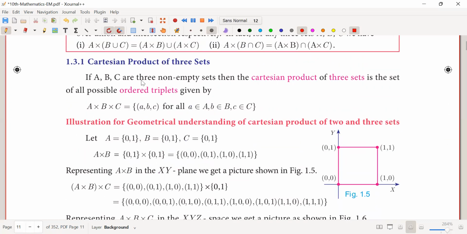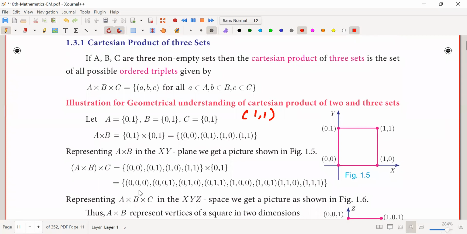Okay. What is Cartesian product of three sets? Oh, ordered pair, we got 1, 2. What about three sets? See here, 0, 0, 0. What is the 0, 0, 0? Can you plot it? Why not? Why can't you plot it?